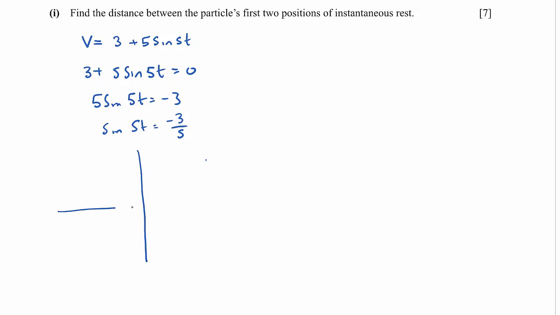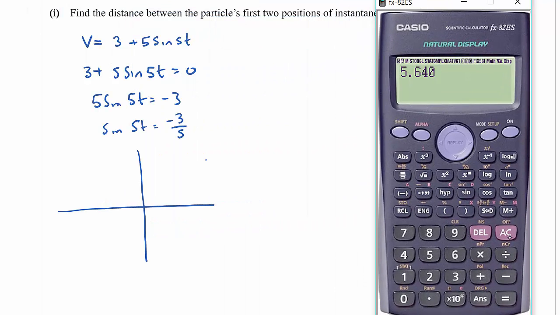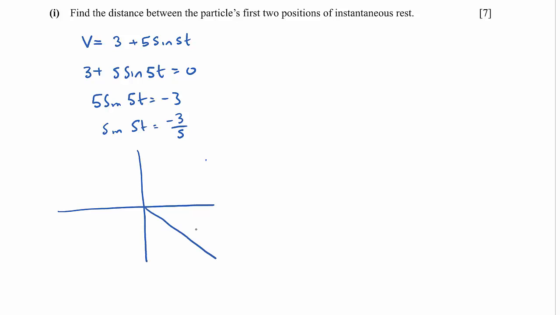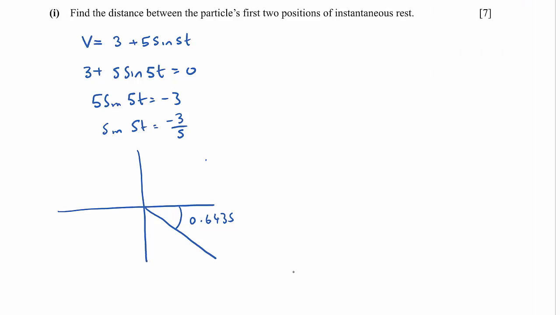So let's find the principal value there. We're in radian mode. My calculator's already in radian mode. So we're going to go inverse sine of negative 0.6. And that's negative 0.6435. Just check that value. 6435, yep. Now clearly that can't be one of the values.